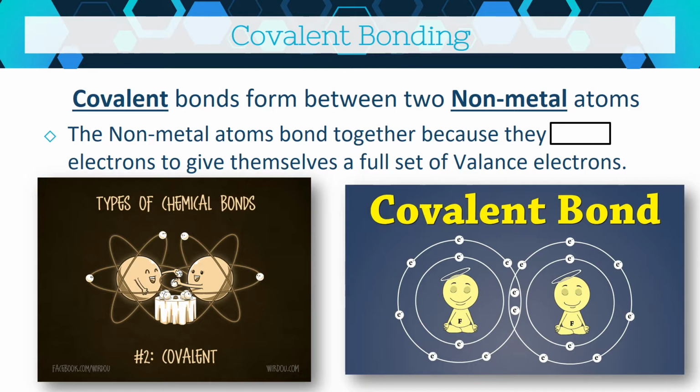Now, I mentioned earlier that covalent bonding, the word covalent, is coming from the fact that they're sharing their valence electrons. Co, because it belongs to both of them and they're shared, and valent because it's referencing the valence electrons.